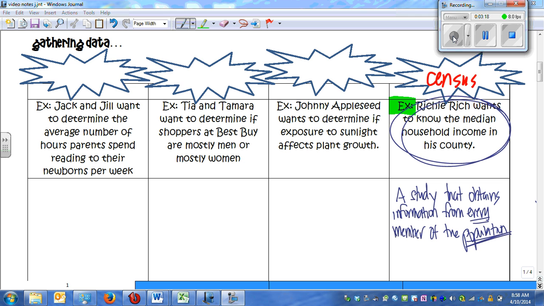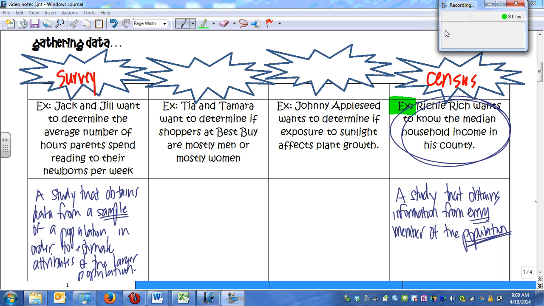More practical and more common than a census is a survey. A survey is a study that obtains data from a sample of a population in order to estimate attributes of the larger population. Researchers can obtain lots of data efficiently and conveniently using a survey.